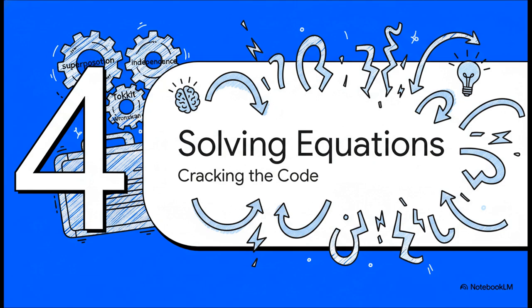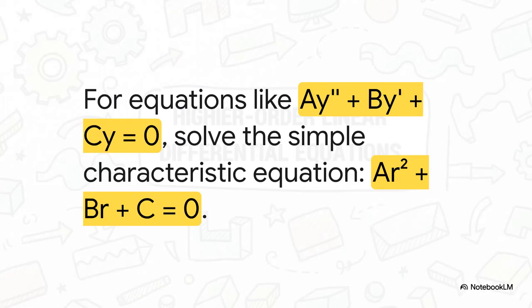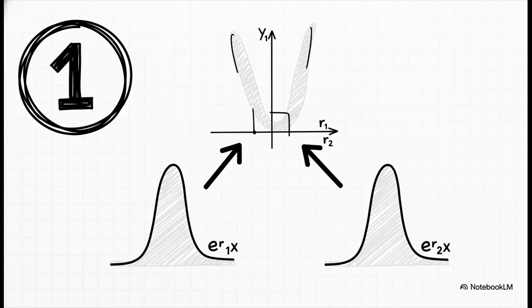Okay, so we've built our toolkit: we have superposition, we know we need independence, and we have the Wronskian to check for it. Now for the payoff. Let's crack the code for the most common type of these equations. The secret here is absolutely brilliant. We're going to transform this entire scary-looking differential equation into a simple algebra problem you did in high school, a quadratic equation. It's called the characteristic equation, and the roots of this simple equation tell us literally everything we need to know.